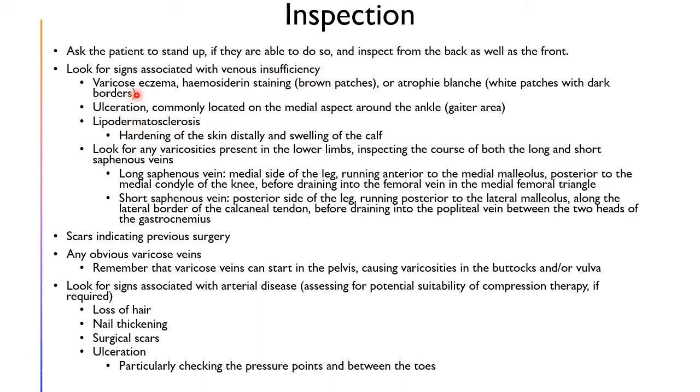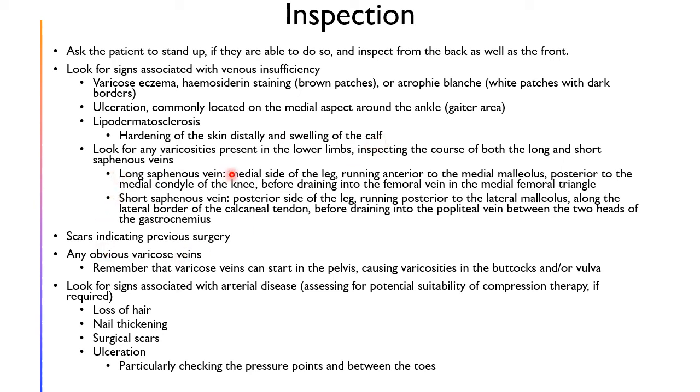These include varicose eczema, hemosiderin staining, seen as brown patches, atrophie blanche, which are white patches with dark borders. Look for ulcerations, commonly located in the medial aspect around the ankle, also known as the gaiter area. Look for lipodermatosclerosis, which is hardening of the skin distally and swelling of the calf.